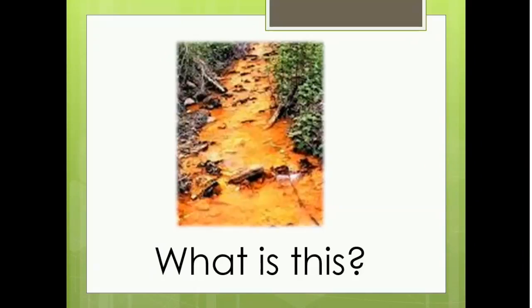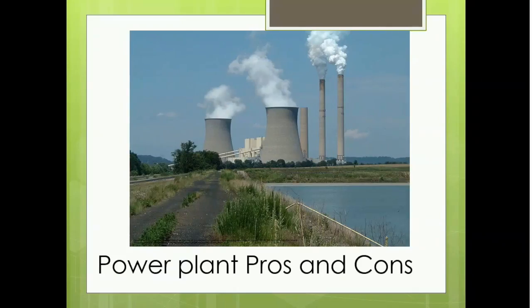This stream has been affected by acid mine drainage, causing acid to be released into the stream and an iron precipitate creating the orange color you see. This is a power plant, specifically the Gavin Power Plant in Cheshire, Ohio.